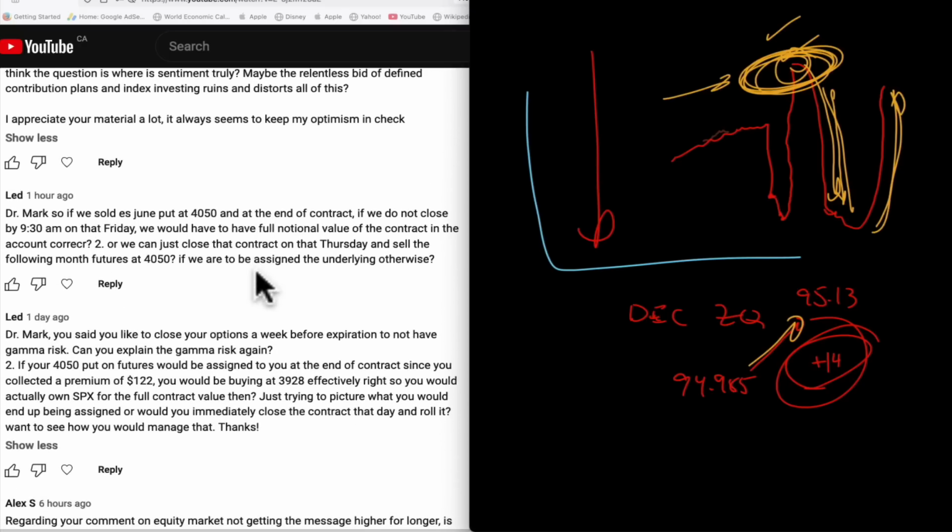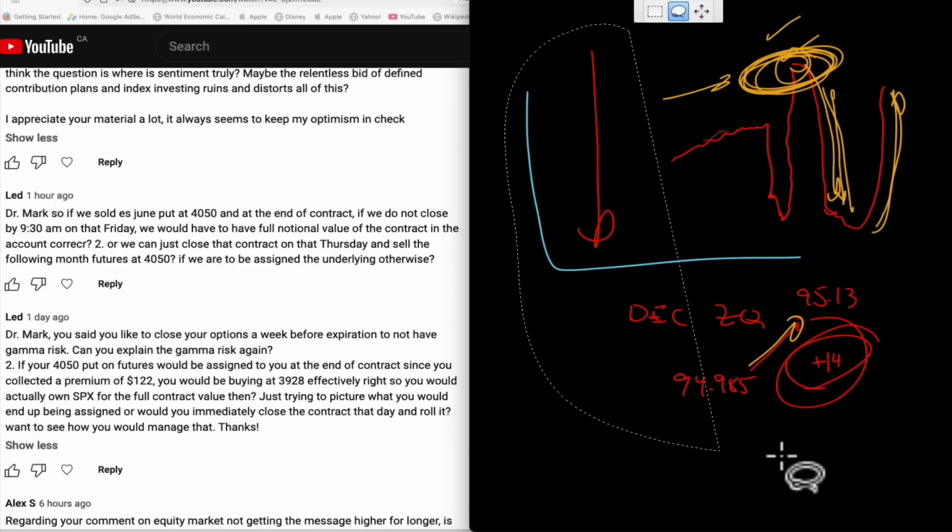Okay. If we sold June ES put at 40.50, that's low. And at the end of the contract, if we do not close by 9:30 a.m., we would have the full notional value of the contract in the account, correct? No, you would not. These are marked to market. Every single day they're marked to market. So here is what would happen.